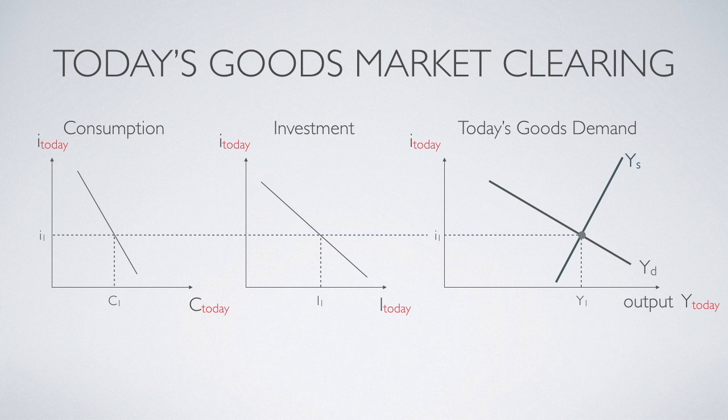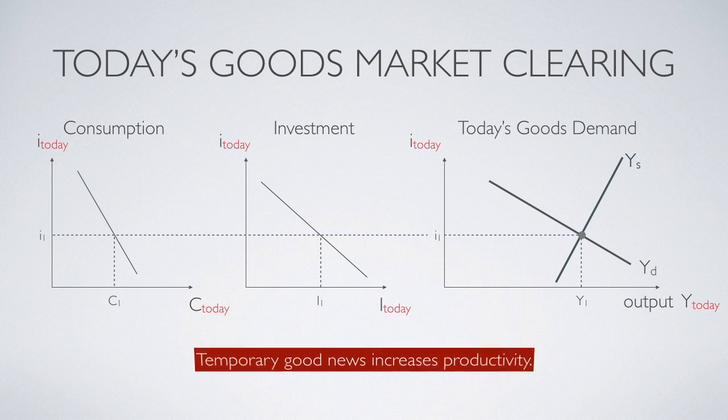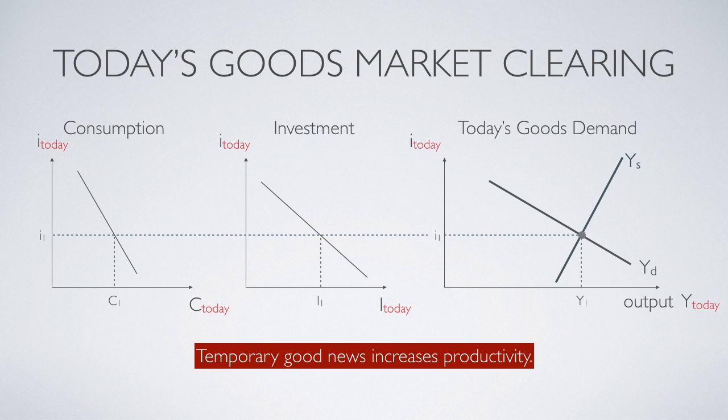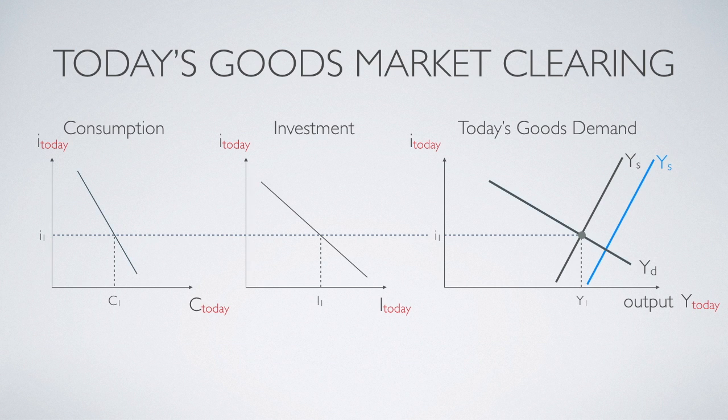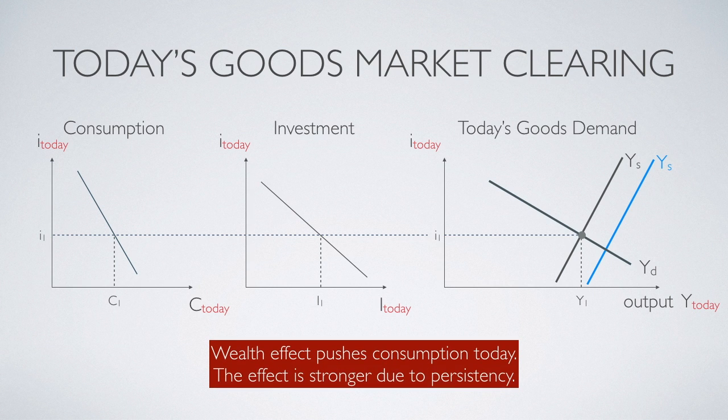So we still use the same diagram to analyze the impact on the final goods market today. Because the news is about the increase of productivity, as before, the final output production supply curve will move to the right. And then there will be a wealth effect that pushes consumption today to the right. But because of the persistency, this kind of good news will last for a few more periods. So it would drive the consumption curve to the right further. So now the consumption curve moves farther away from before.